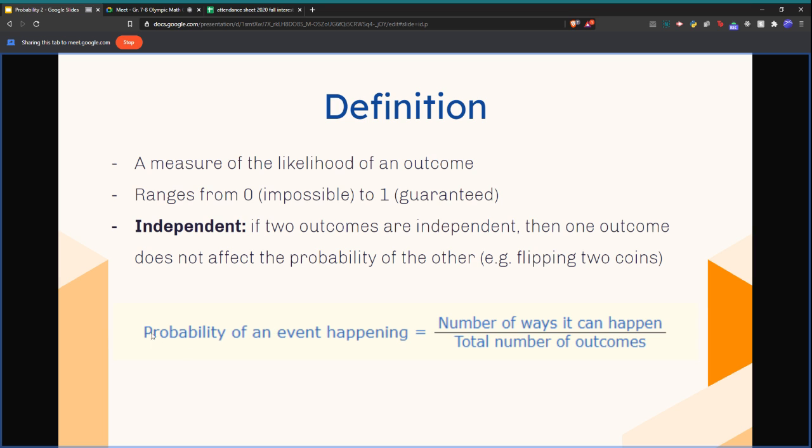And then for general probability, you see this image right here. The probability of an event happening is usually a fraction. In the numerator you have the number of ways it can happen, so the number of outcomes that you want that satisfy the question, and that goes over the total number of possible outcomes. So that's what probability looks like in general.